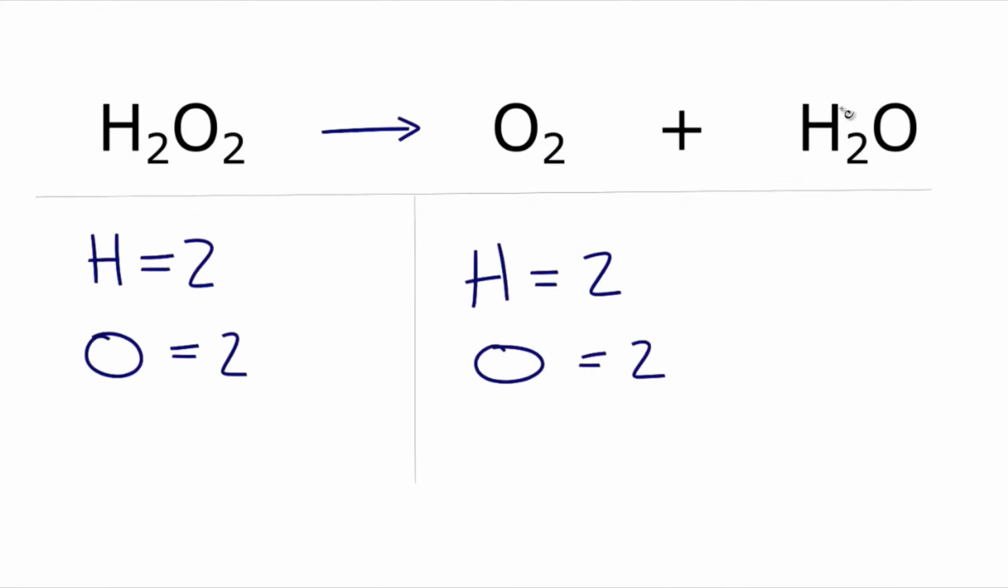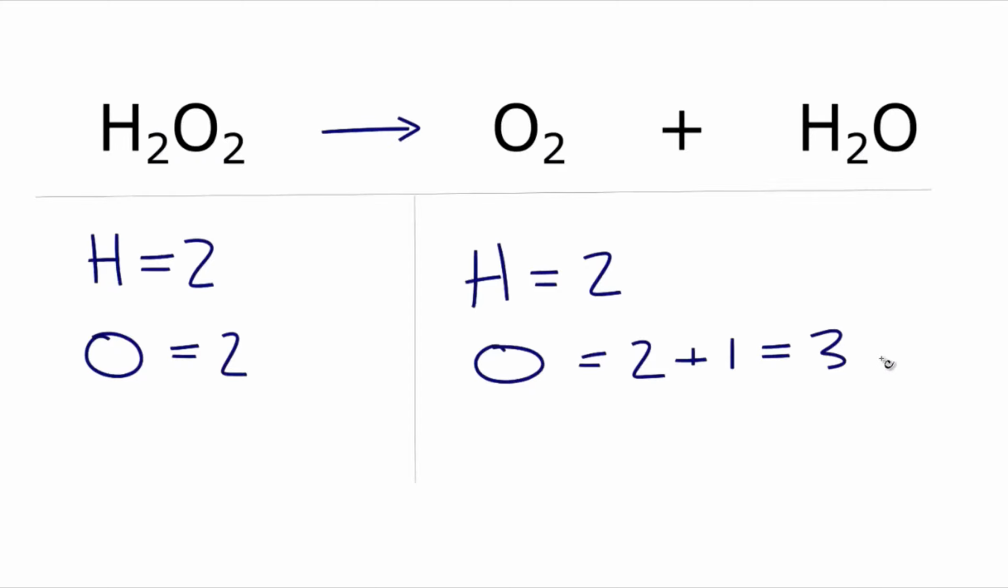but we also have to count this. So if there's nothing written, it means there's a 1 there. That's implied. So we have the 2 plus the 1, and that gives us 3 oxygens on the product side. So the hydrogens, we have 2 on each side. Those are balanced. The oxygens, we have a 3, and then we have that 2 there on the reactants.